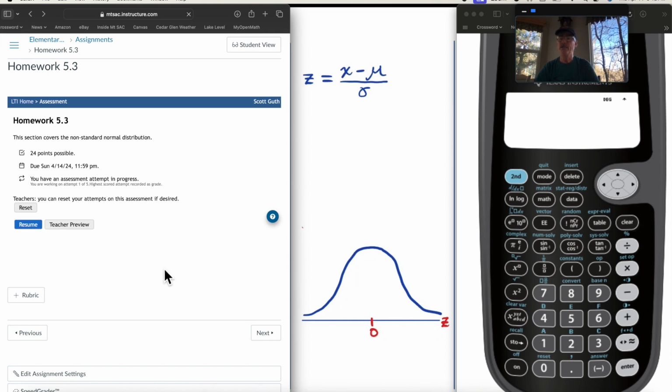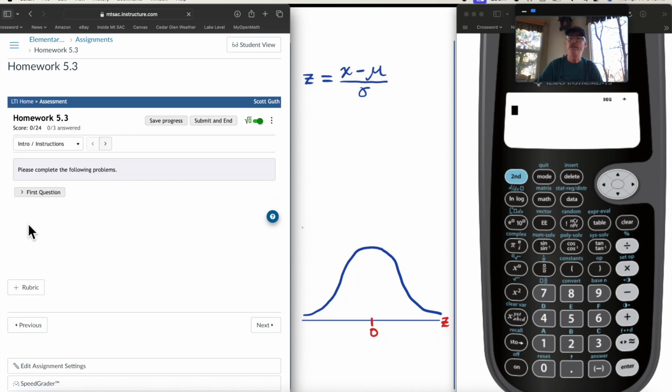Hi everybody, we're going to look at section 5.3 from the homework. There's only a few problems in 5.3, but they have a bunch of parts, and I only really need to look at one of the problems for you to see what they're all like. So I'm going to go ahead and jump in and look at the first question.